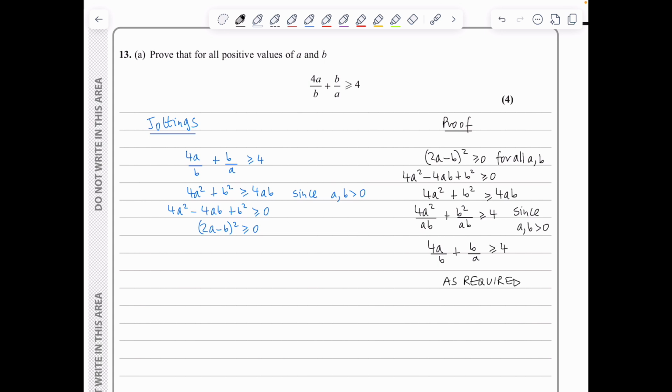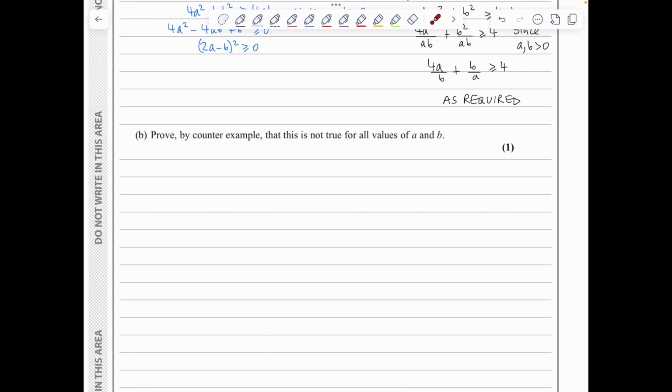Now in part B we need to prove by counterexample that this is not true for all values of a and b. Now it's enough to provide numerical values for a and b that will show that this statement does not hold true for all values of a and b. So I'm going to pick a negative value for a and a positive value for b. So I'm going to say suppose a is negative 1 and b is equal to 1.